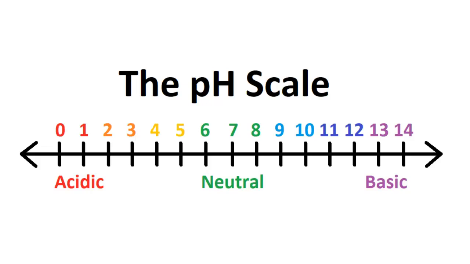This is the pH scale. Notice how you have acidic on the left, basic on the right, and right in the middle is neutral. So 7 is a neutral pH. Anything less than 7 is acidic, anything more than 7 is basic, and the closer you get to 0, the stronger the acid. The closer you get to 14, the stronger the base.